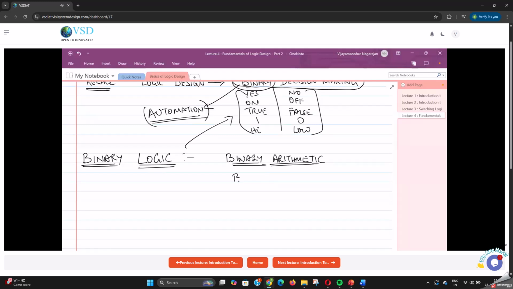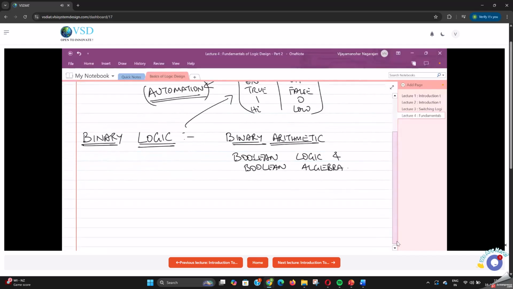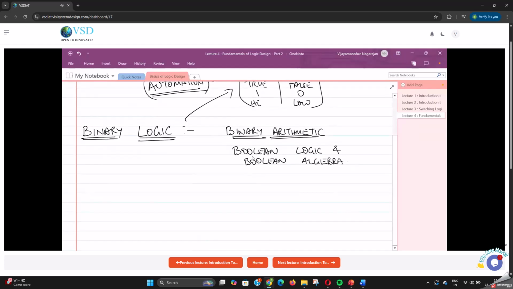And also look at something called Boolean logic and Boolean algebra. Okay, we are going to look at this. So binary arithmetic means what? We are going to use only 0 and 1 to represent numbers. Correct? So only 0 and 1, that's it, nothing else.